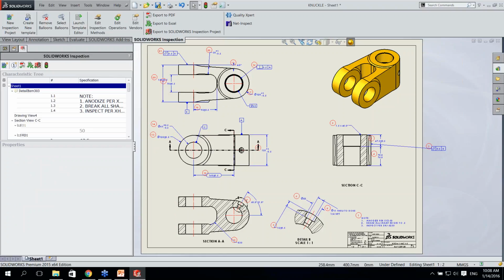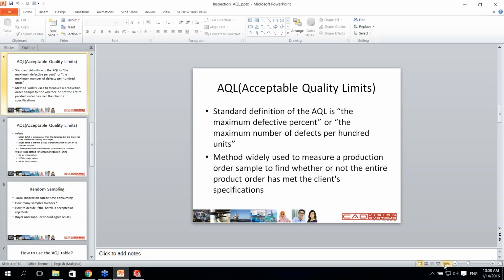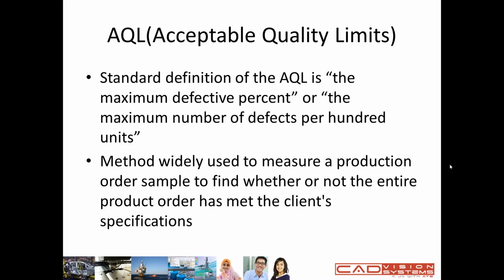As you can see here, SolidWorks Inspection will automatically add in all the balloons. Today we're not talking about the inspections, so I'll just minimize my SolidWorks and go through this AQL. If you wish to know more about SolidWorks Inspection, or need a demo, you may email me later. I will give my email at the end of this presentation.